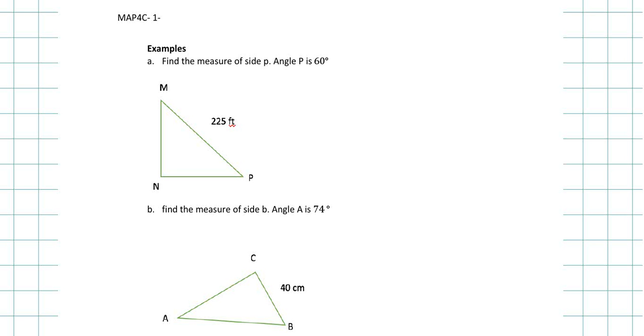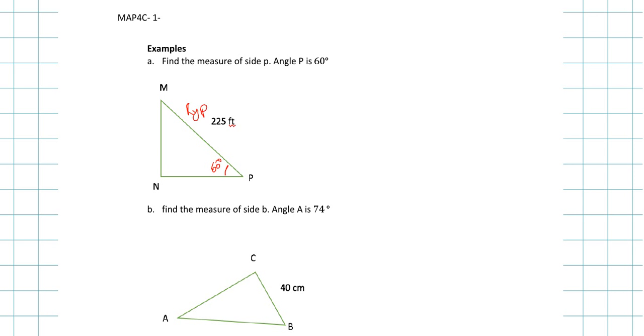Okay, so to find the measure of side P, if angle P is 60 degrees. So angle P is 60, that means I'm replacing degrees here for angle P. Okay, what's the first thing I want to do? Label the triangle. Okay, so hypotenuse is 225, so it's M.